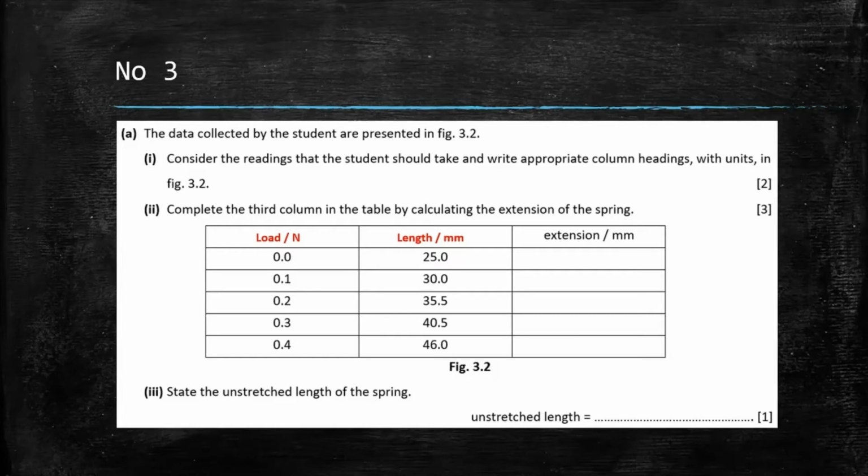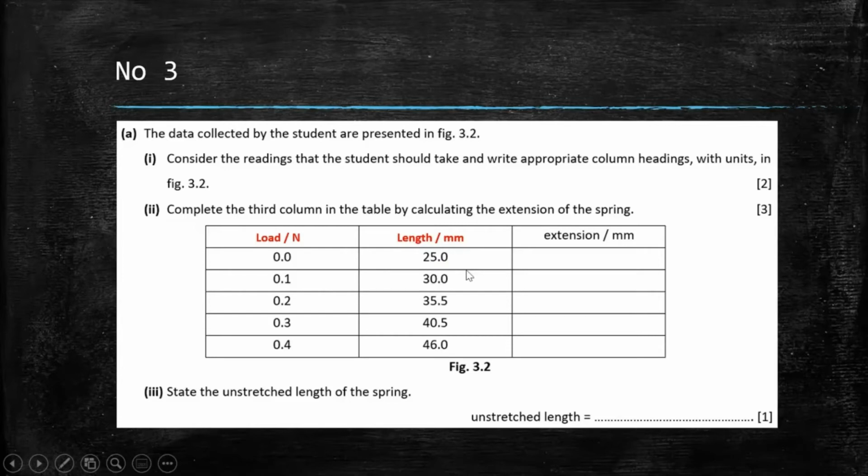Question 3a ii. Complete the third column in the table by calculating the extension of the spring. To fill in the extension column, we have to subtract the initial length from each length. The initial length is the length of the spring when the load is equal to 0. Therefore, the initial length of the spring is 25 mm.